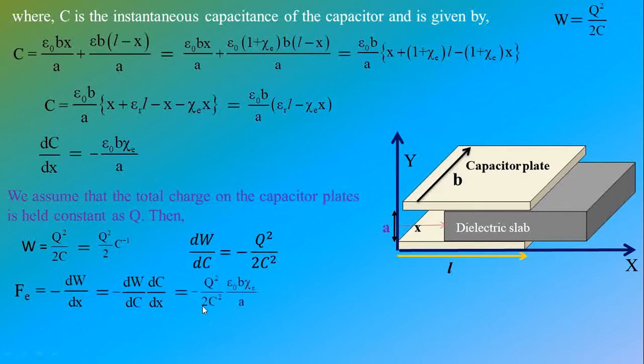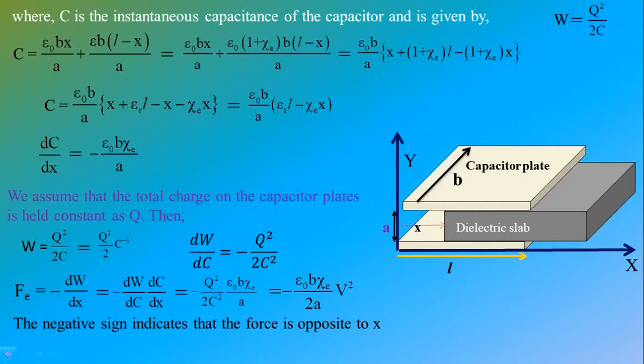So we will get minus Q square by 2C square times epsilon 0 B chi E by A. Here we have three minus terms: one is here, one is from dW by dC and another one is from dC by dx. So the final equation will be epsilon 0 b chi e by 2a into v square. The negative sign indicates that the force is opposite to x.